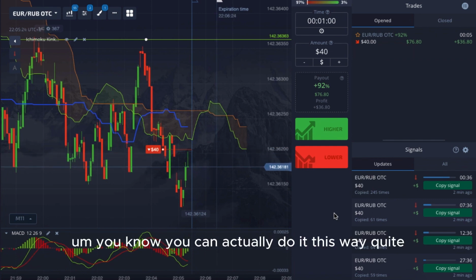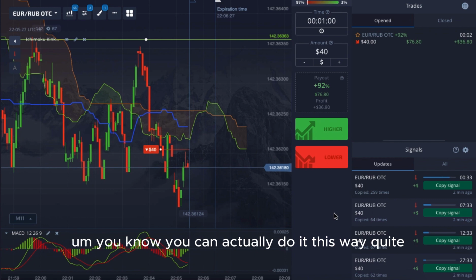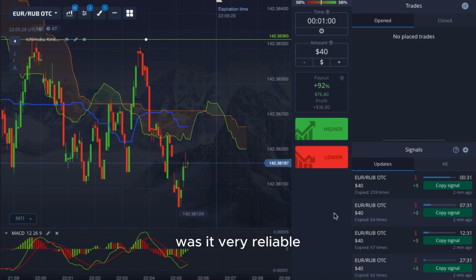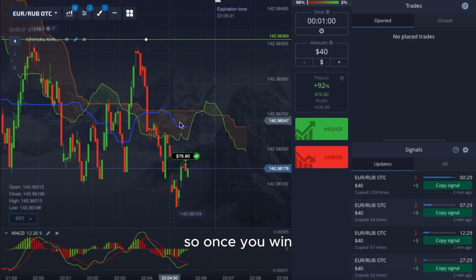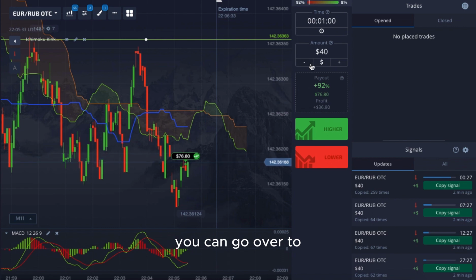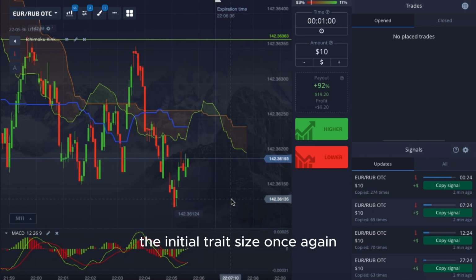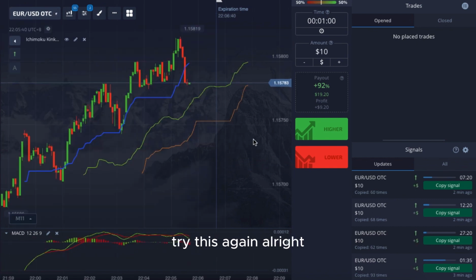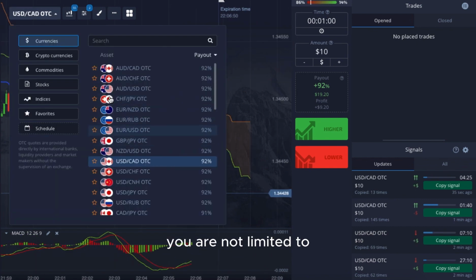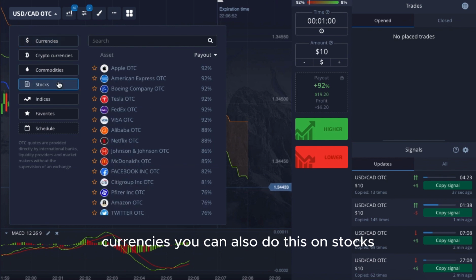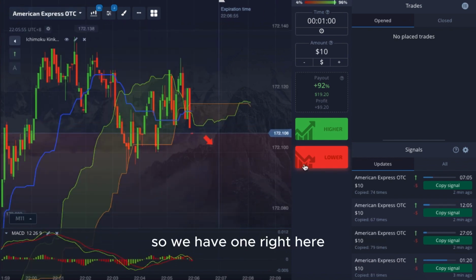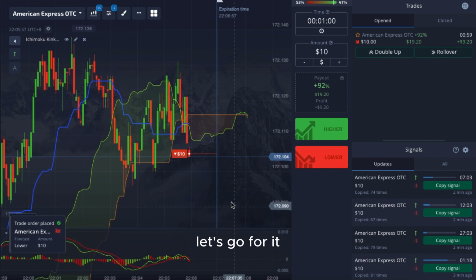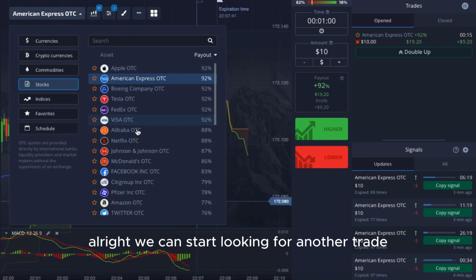So, you know, you can actually do it this way. It's quite, I would say, very reliable. All right, there we are. So once you win, you can go over to the initial trade size once again. Highly manageable. So let's go to a different pair and try this again. All right. You are not limited to currencies. You can also do this on stocks. So we have one right here. Let's go for it. All right, we can start looking for another trade.